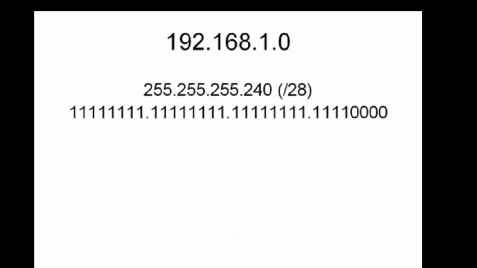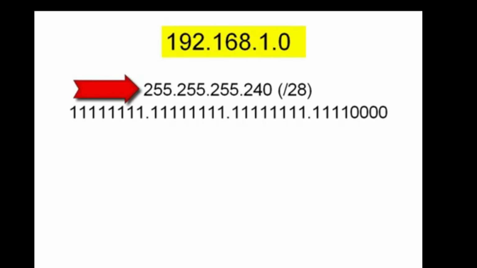Okay, we're going to look at this network number, 192.168.1.0. And we're going to subnet it by applying the subnet mask 255.255.255.240. Now that's a /28 in prefix notation, and we know that because if we look at this subnet mask in binary, we can see there are 28 1 bits.